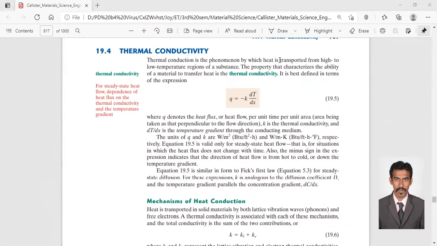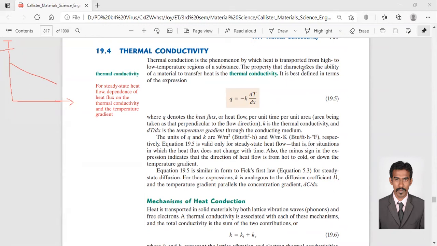Thermal conduction is a phenomenon by which heat is transported from high to low temperature regions of a substance. Heat will be flowing from the high temperature to the low temperature, right? Not value, region. So here would be the high temperature region and here would be the low temperature region. The property that characterizes the ability of a material to transfer heat is the thermal conductivity. So thermal conductivity is the characteristic of a material to transfer heat from one location to the other, right?